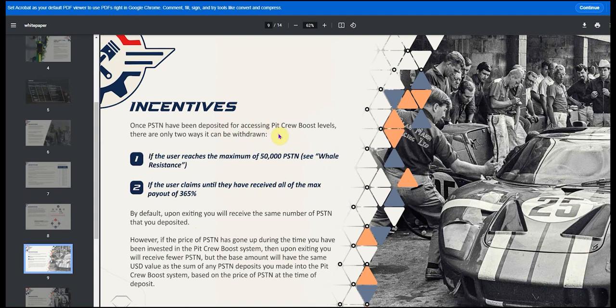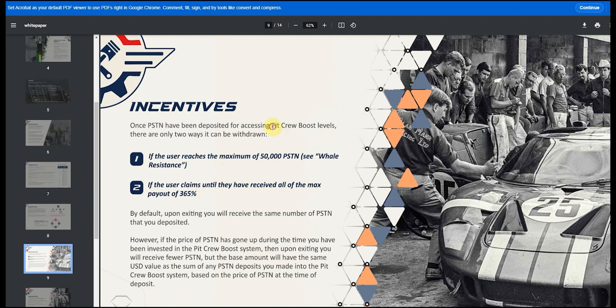Continuing on incentives, this is interesting. Once Piston have been deposited for accessing pit crew boost levels, there are only two ways they can be withdrawn. So it kind of locks those funds up separately. If the user reaches a maximum of 50,000 Piston tokens, see whale resistance, or if the user claims until they've received the max payout of 365%.